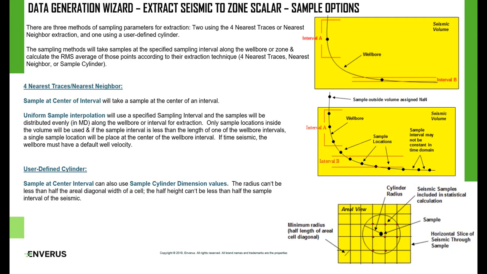Lastly, user-defined cylinder. Sample at the center of the interval can also use sample cylinder dimension values. The radius can't be less than half the aerial diagonal width of a cell, and the half height can't be less than half the sample interval of the seismic. Note the graphics on the right to help you understand these different extraction sample options. Let's go take a look at the tool.